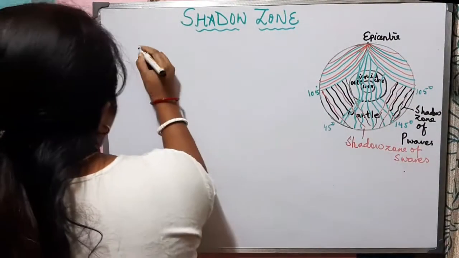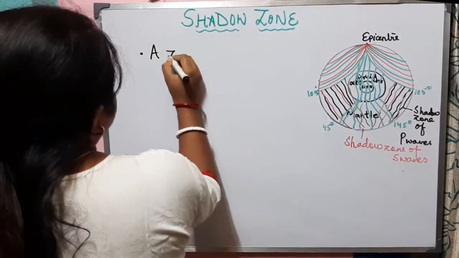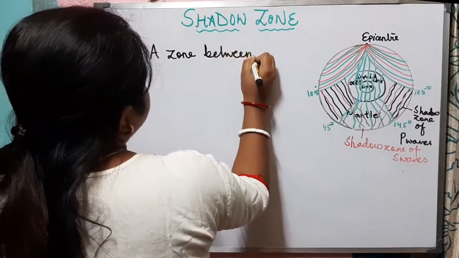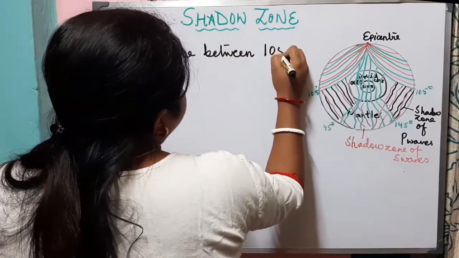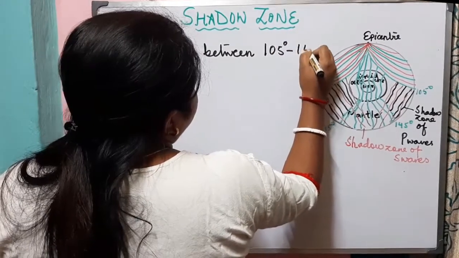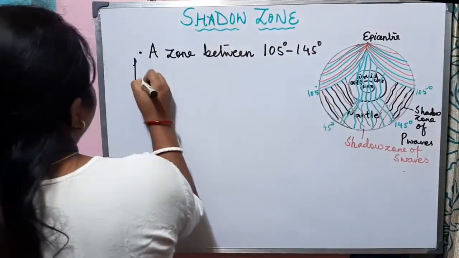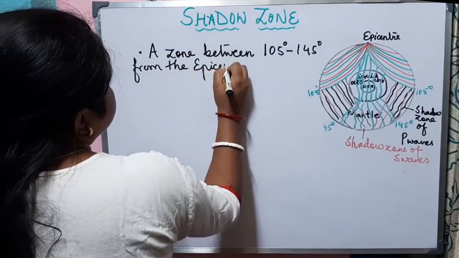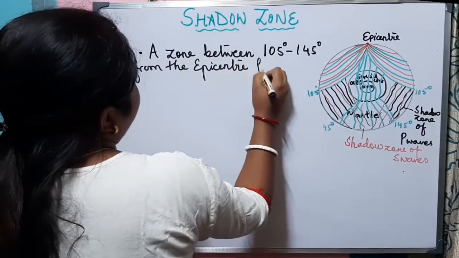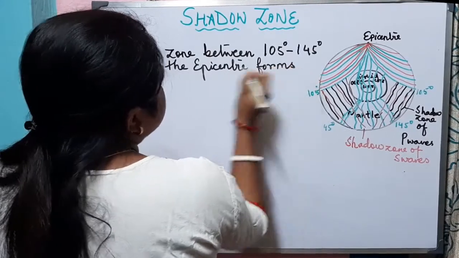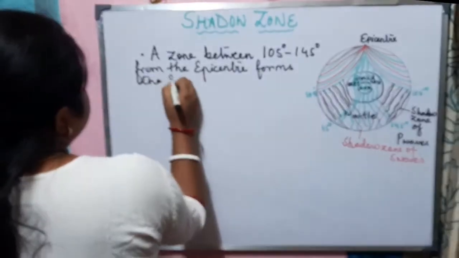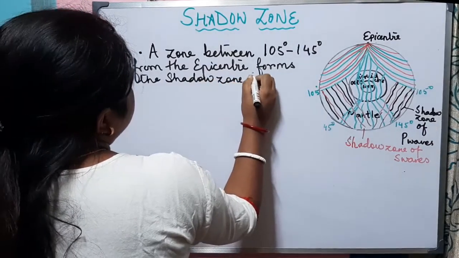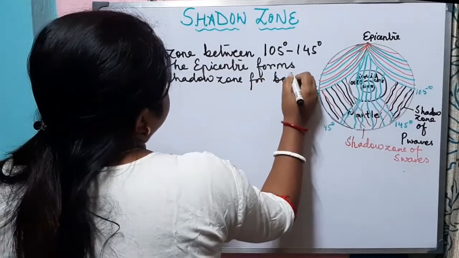So we can say that a zone between 105 degree to 145 degree from the epicenter forms the shadow zone for both the waves.